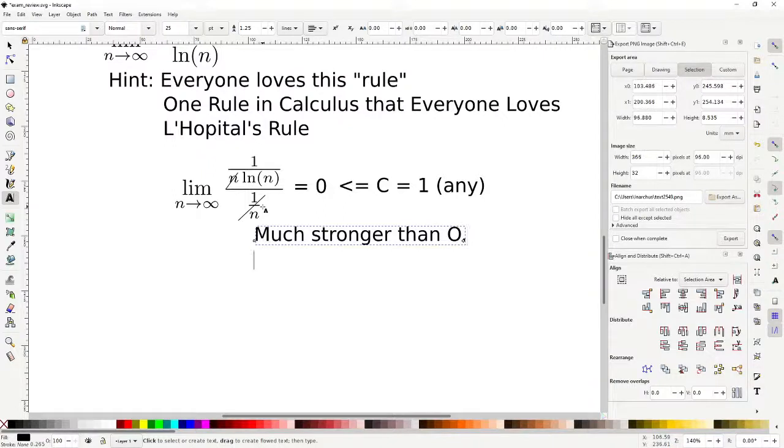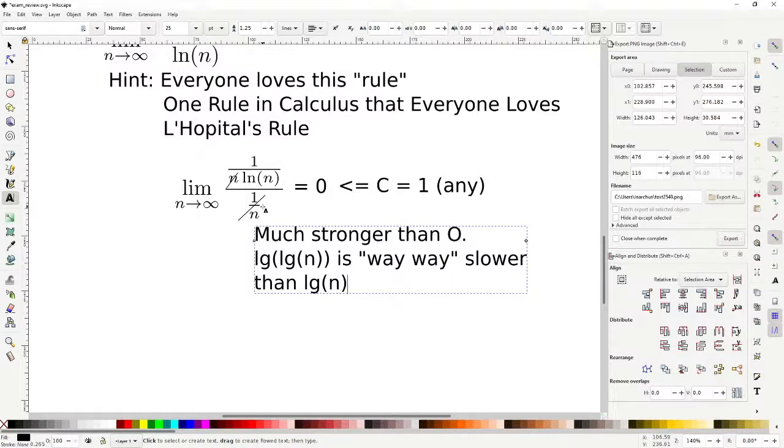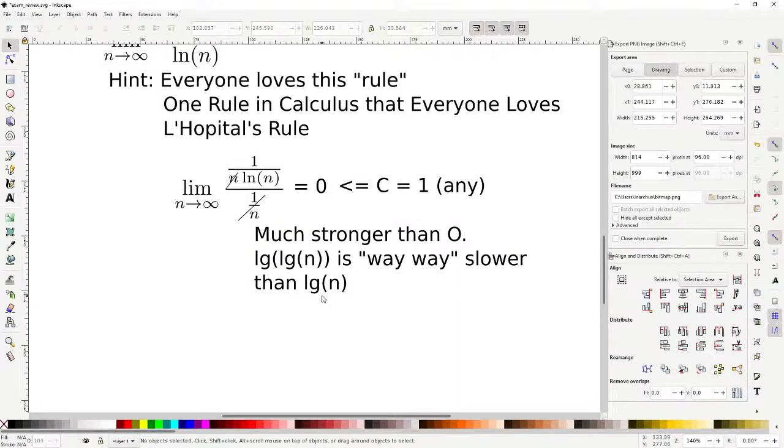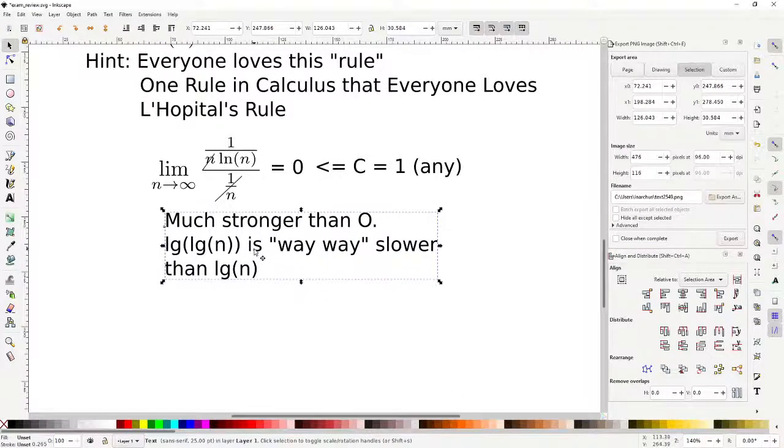What this says is that log n is way, way slower than log n, right? So it's vastly preferable to a log n function. If you have a log function, it's vastly preferable to a log function.